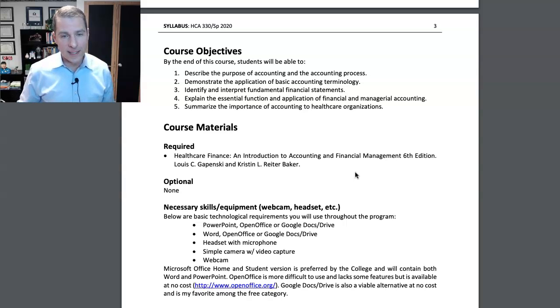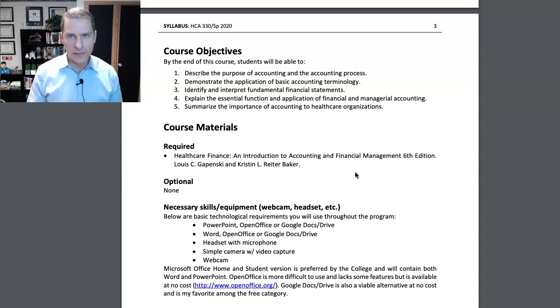Now, this accounting class is taught solely through the perspective of healthcare. This is not a general accounting course. This is a healthcare accounting course, which I think makes this course very, very different than anything else that you might see out there at any other institution. Healthcare accounting has its own perspectives and narrative, if you will. I mean, it is different.